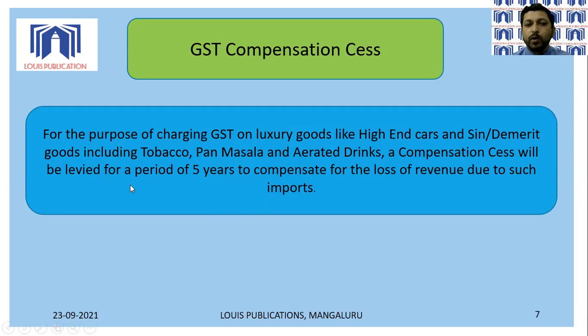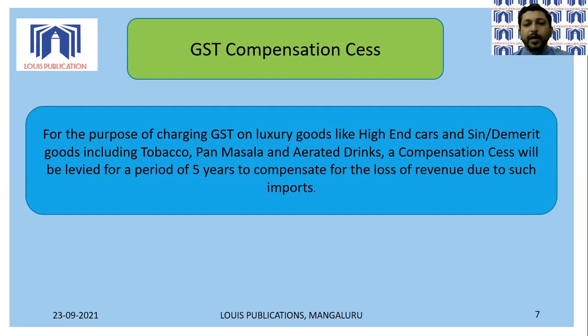A compensation cess will be levied for a period of 5 years to compensate for the loss of revenue due to such imports. These goods are manufactured in India, produced in India. But if an importer is importing a high-end car or tobacco and related products from a foreign country, which is anyway available in India, they are liable to pay GST compensation cess. Because due to the action of the importer, suppose for example I am importing a high-end car, that means one car manufactured in India will remain unsold.